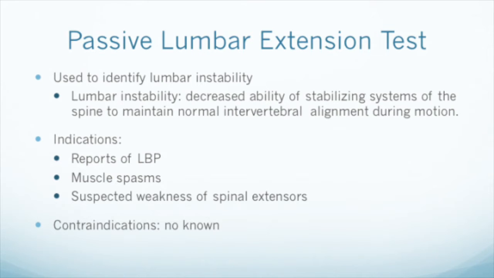Instability is defined as the significantly decreased ability of the stabilizing systems of the spine to maintain normal intervertebral alignment during movement. Indications to performing the PLE test are reports of low back pain, muscle spasms, and/or suspected weakness of spinal extensors. This test should be performed if a therapist feels their patient may benefit from a strengthening exercise program. Currently, there are no known contraindications to performing this test.